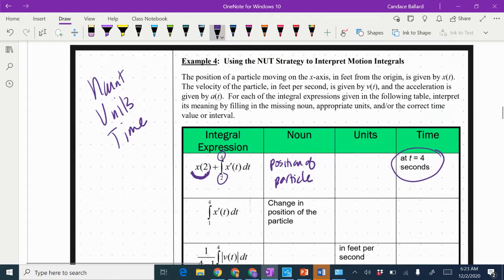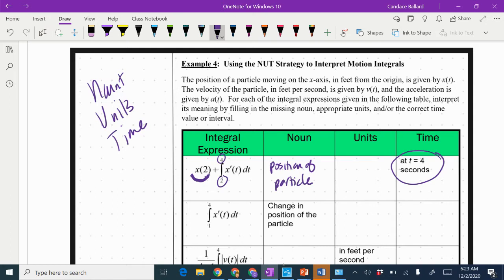And then the units, if I go back here and I read, I didn't read very well. The position of the particle moving on the x-axis in feet from the origin is given by x of t. The velocity of the particle is in feet per second. The acceleration is given by a of t. For each of the following integral expressions given in the following table, interpret its meaning by filling in the missing noun, appropriate units, and or the correct time value on the interval. So position, they just told us right here in the problem that it's in feet from origin, because I got the actual position.